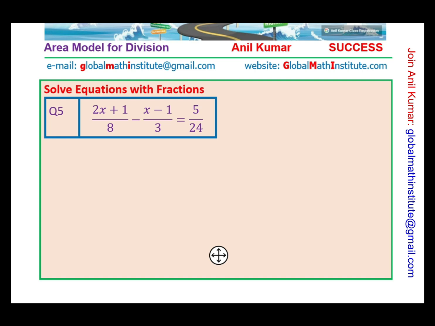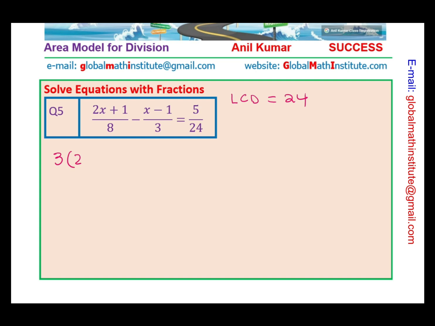Let's take the next question, which is 2x plus 1 over 8 minus x minus 1 over 3 equals to 5 over 24. Well, clearly, the lowest common denominator in this case is 24. Multiply each term with 24. What will you get? Well, the 8 will cancel and you get to multiply 2x plus 1 with 3, right? Here, x minus 1 will be multiplied by 8. And on the right hand side 24 gets cancelled, you get only 5.